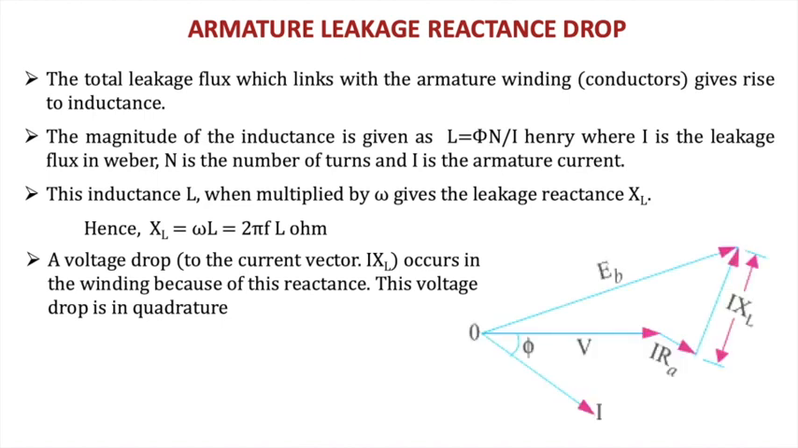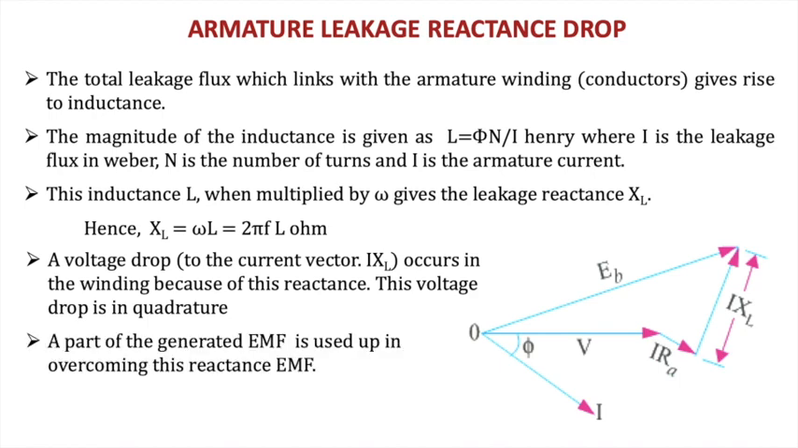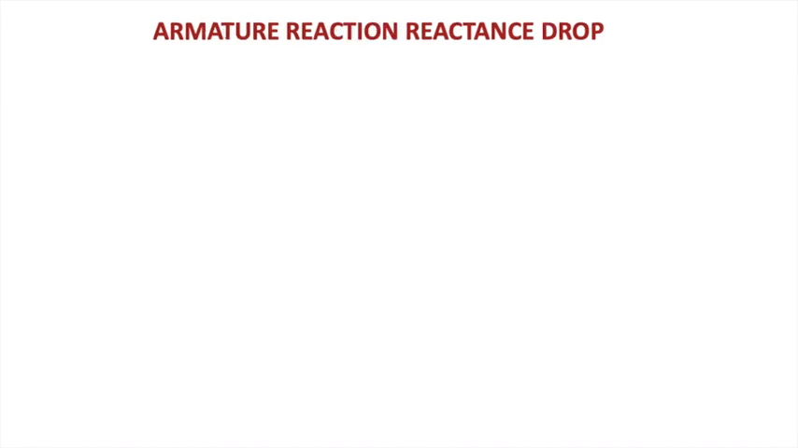So in the phasor diagram you can see over here, the IaRa drop is in phase with the current, while the IaXL drop, that is due to the leakage reactance, is in quadrature, at 90 degrees to the main armature current, and this is your total induced EMF. So a part of the generated EMF is used in overcoming this reactance EMF, and E will be given as V plus Ia into (Ra plus jXL).